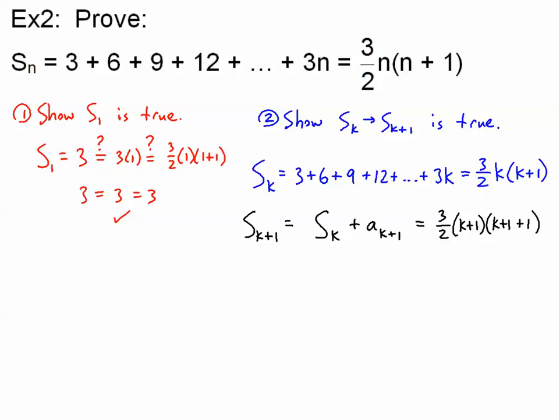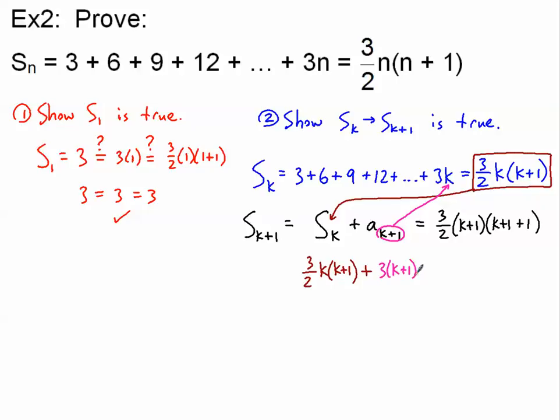So now I do my substitution. S sub k is sitting right here, and that's going to come and take the place right here. So this is 3 halves k times k plus 1 plus a sub k plus 1. I need to figure out what that is, and that comes by taking the k plus 1 and just plugging it right into this. This is the expression for any specific term. This term is going to be 3 times k plus 1. Here's my 3 halves, here's my k plus 1, and then this, of course, is just k plus 2.